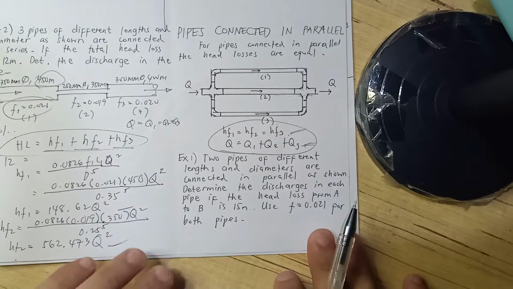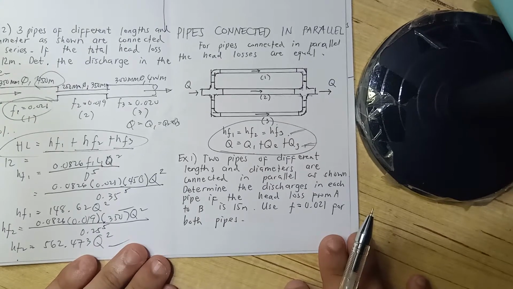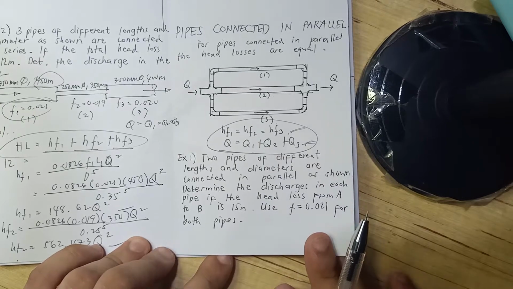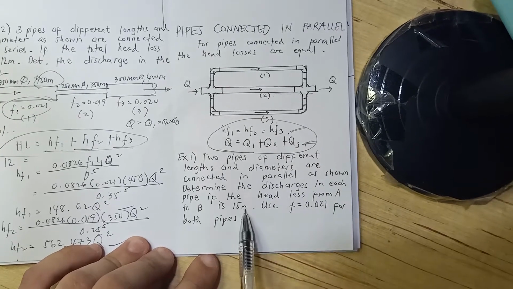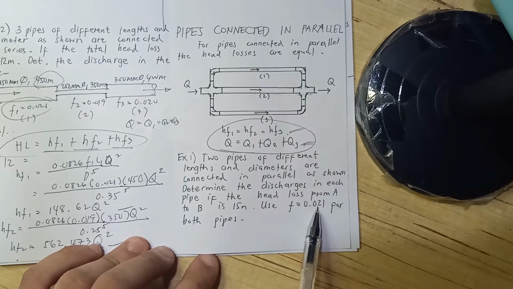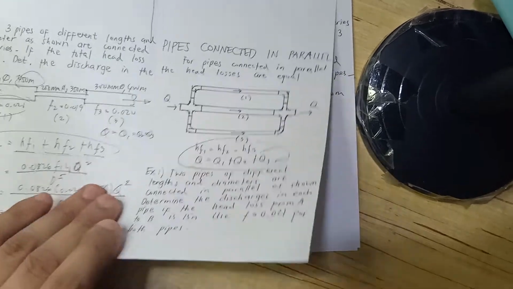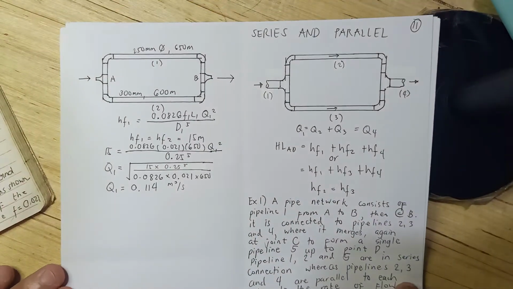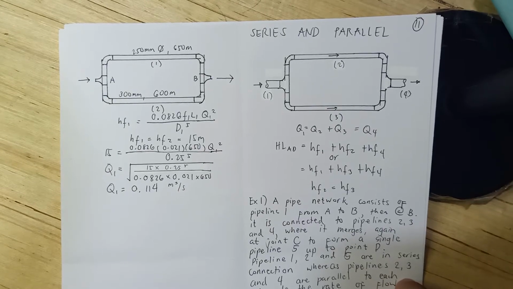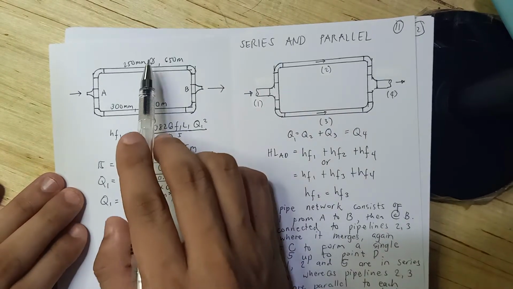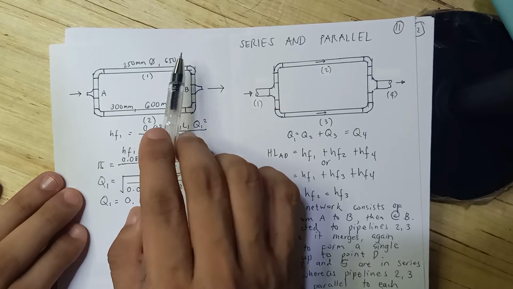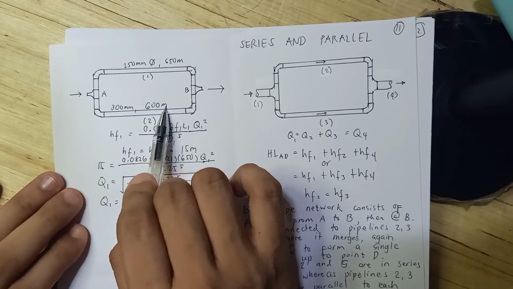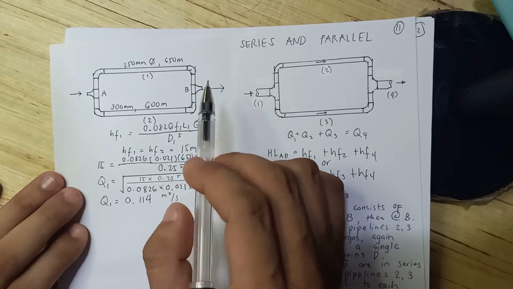Two pipes of different lengths and diameters are connected in parallel. As shown, what are the discharges in each pipe if the head loss from A to B is 15 meters? Use F equals 0.021 for both pipes. So let's go. As you can see, the first pipe has 250 mm diameter and 650 m length, the second pipe has 300 mm diameter and 600 m length, in at A and out at B.